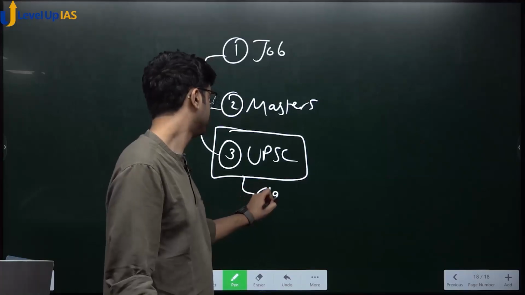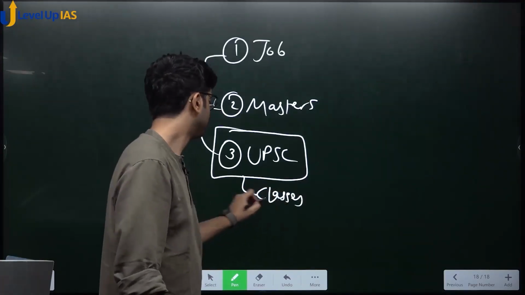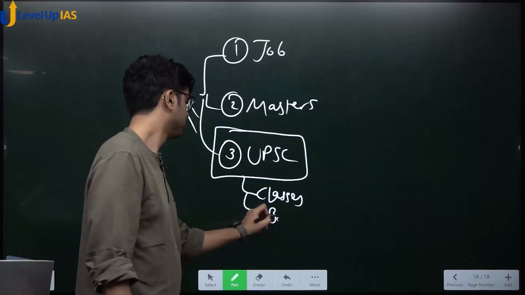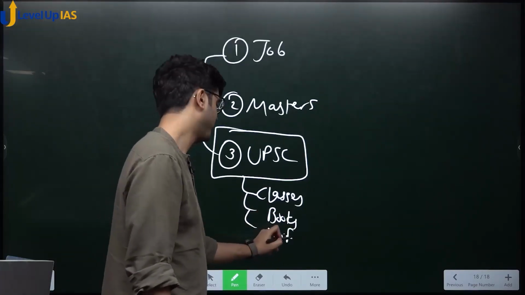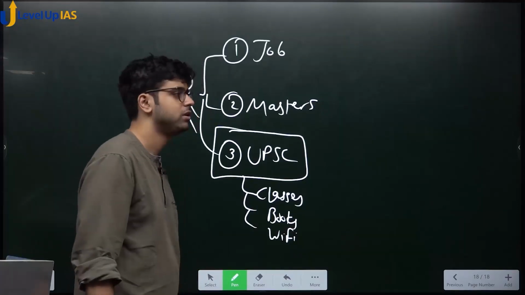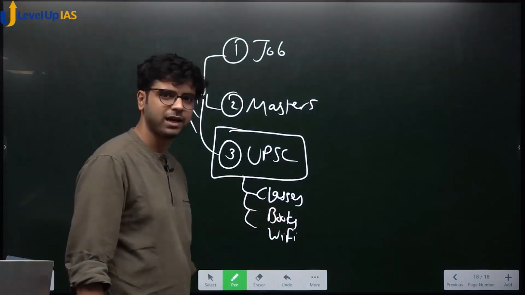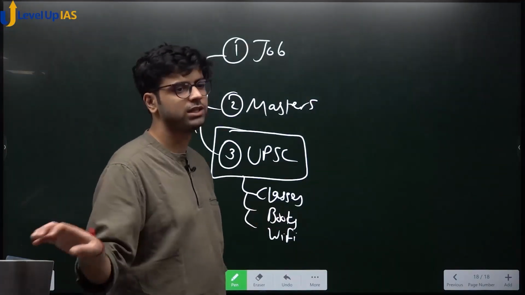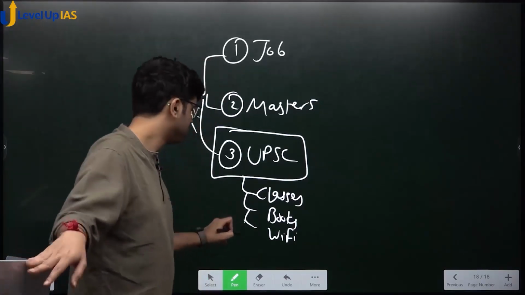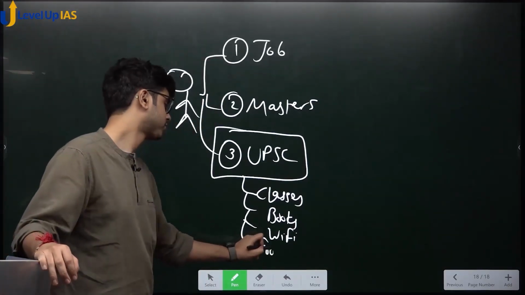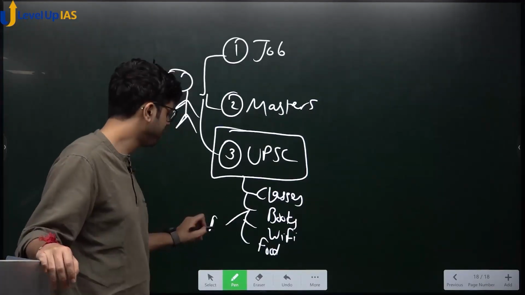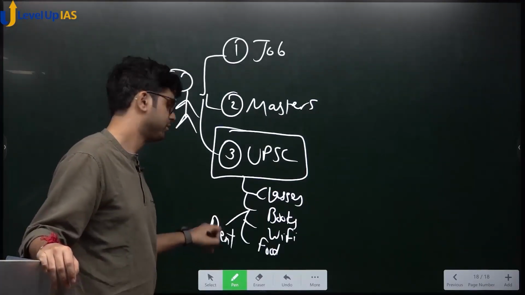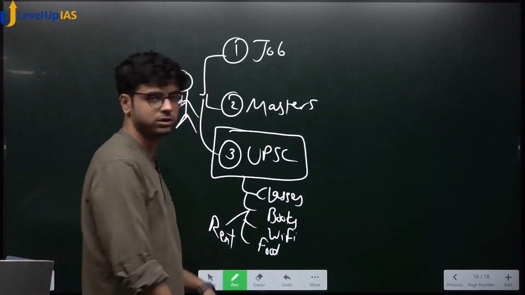Classes cost? Books cost? Wi-Fi cost? Wi-Fi, mobile, internet, because it is essential now. Printing books, Xerox and all, that all comes in this. What is the other cost? Food cost? Okay, living, rent, you live here, right? This is the cost.